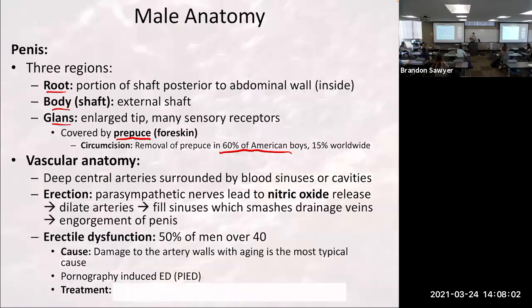So, interesting fact. The kind of unique portion of the anatomy of the penis is the vascular part. There are some large deep central arteries in the center, and those are surrounded by sinuses, which are pretty much like veins, but they're big veins that can flatten out. With erection, the parasympathetic nervous system leads to the release of a chemical called nitric oxide. We'll talk a lot more about nitric oxide at the very end of the semester, when we're talking about cardiovascular disease, because it's a very important factor in cardiovascular disease.